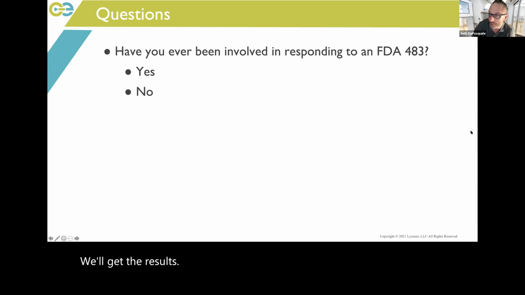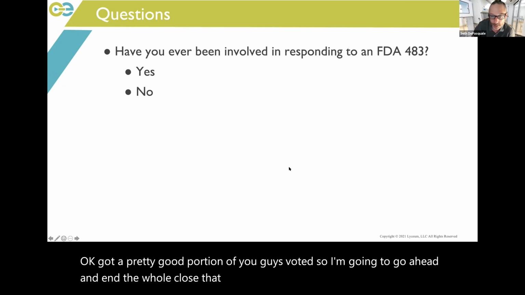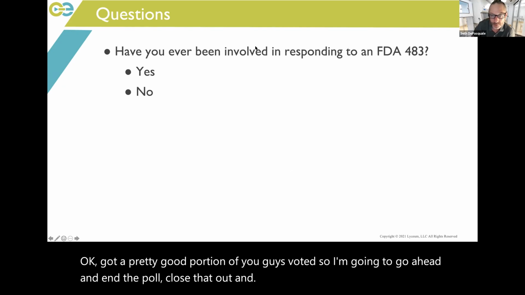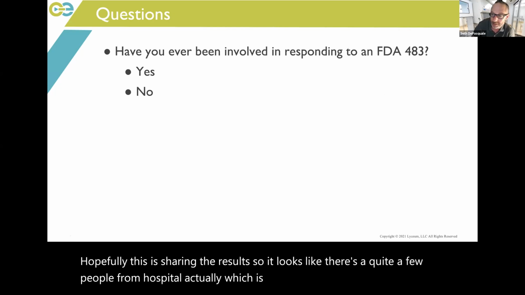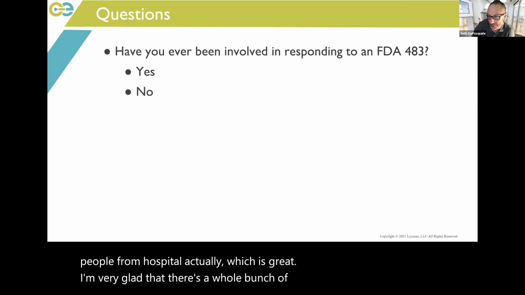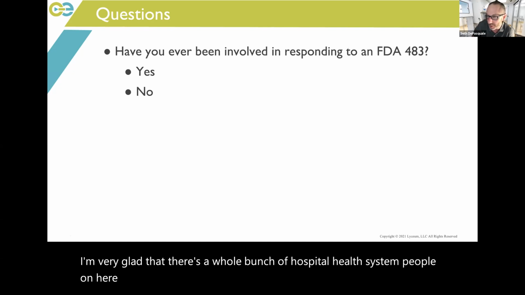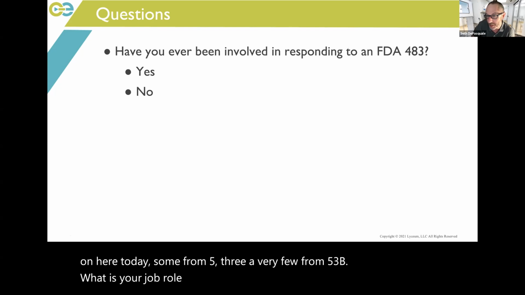I'll give you guys another few seconds to answer there, and we'll get the results. Okay, a pretty good portion of you voted. So I'm going to end the poll, close that out, and hopefully this is sharing the results. It looks like there's quite a few people from hospital actually, which is great. I'm very glad that there's a whole bunch of hospital health system people on here today. Some from 503A, very few from 503B.